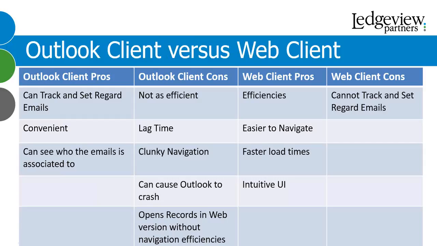But for the web client, it's very efficient. The navigation is very easy. It's very intuitive. Where you think an item should be is where it is. So in sales, everything that should be under sales is there: your leads, your contacts, your opportunities, your quotes. Faster load times, because you're doing everything in the web client, you don't have to connect out to it from Outlook. It's faster. The one major drawback to the web client is the fact that you cannot track and set regarding emails right in there. You would have to do a hybrid method and go back to the Outlook client to track and set regarding your emails.